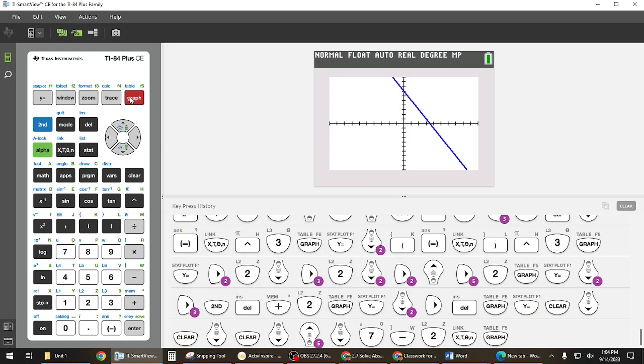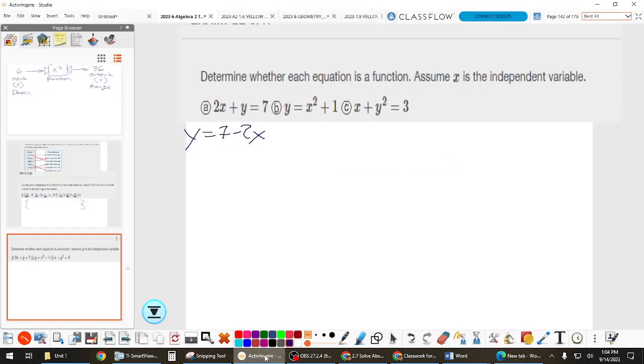Alberto, what are you going to say? If you make a straight line up and down across the graph, the way that you'll know it's a function is it won't hit more than once.